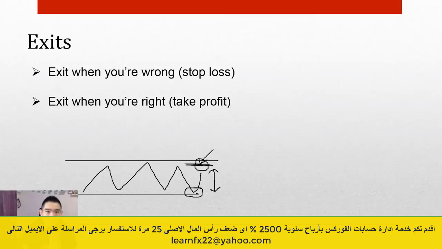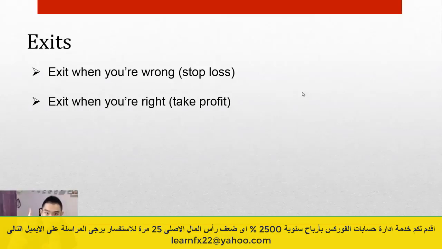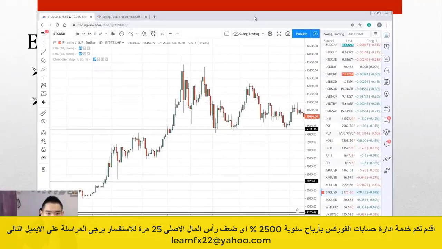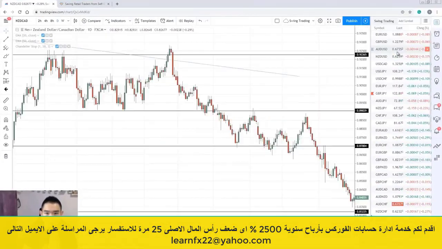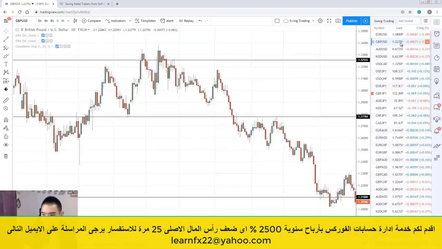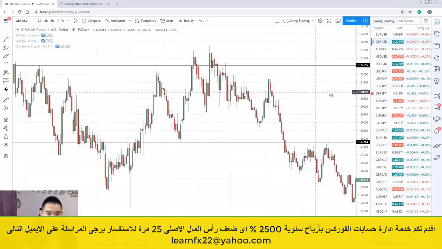So right now you've learned the MAY formula: market structure, area of value, entry trigger, and exits. Let me walk you through a few examples to encapsulate what you've just learned. First one, let's look at pound dollar. So pound dollar, you can see over here.